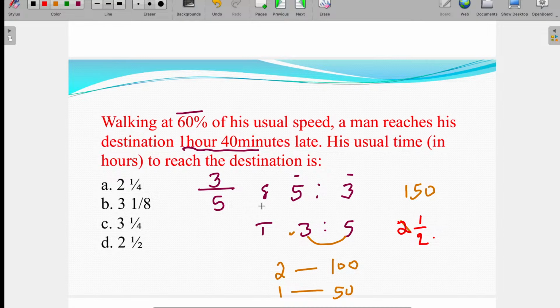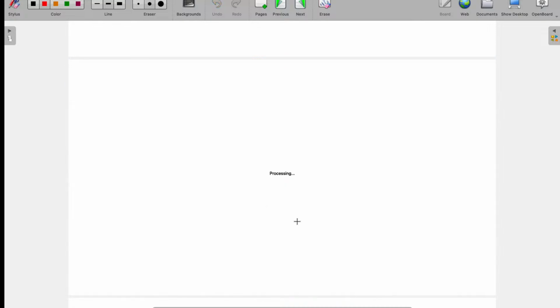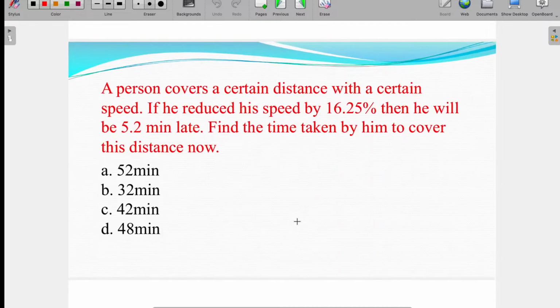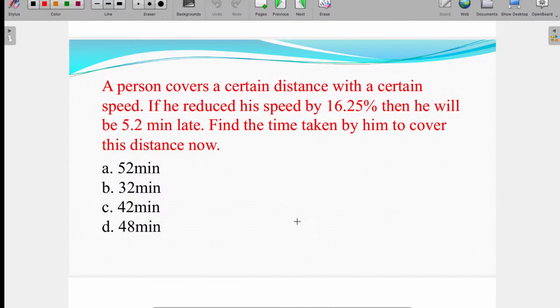Over this concept. Try same type of question. A person covers certain distance with a certain speed. If he reduces his speed by 16.25 percentage, then he will be 5. Same question. Only you have to know what is 16.25 percentage. What is the fraction value of 16.25?